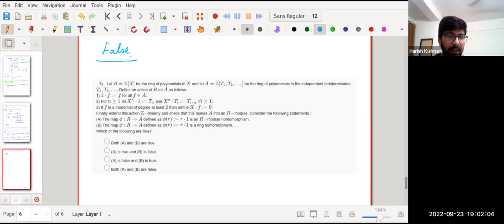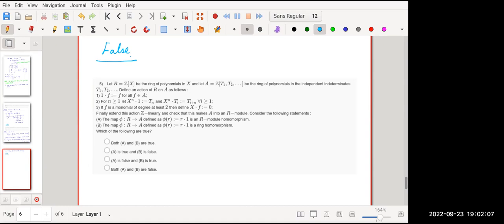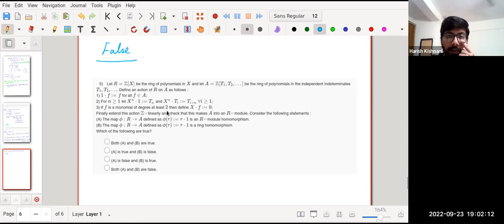Is the definition clear? Yes, sir. Okay, so if f is a monomial of degree at least 2, then define x dot f to be 0. These Ti are monomials of degree 1, the highest power is 1 in Ti. But if you have, say, Ti square, then x acting on that is 0, or if you have T1, T2, x acting on that will also be 0. So any monomial, meaning a single term of a polynomial, which has degree more than 1, x acting on that will give you 0.